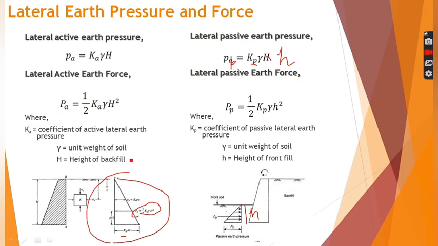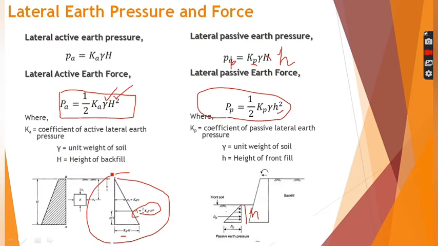So why are we doing this? We are least concerned about Pp because passive earth pressure is quite low due to the low height, and it can be neglected. We are basically concerned with Pa. If you know the soil characteristics, you will know its gamma. H you will know if you know the height of the backfill, which you will always know. And the most important part is Ka, the coefficient of active earth pressure.